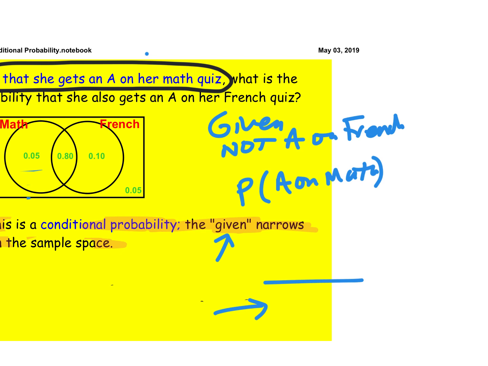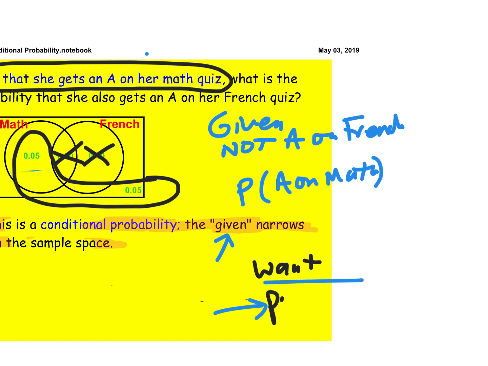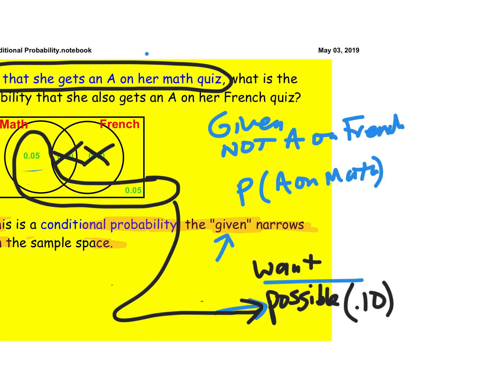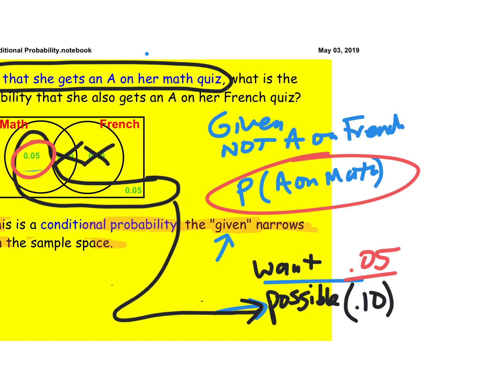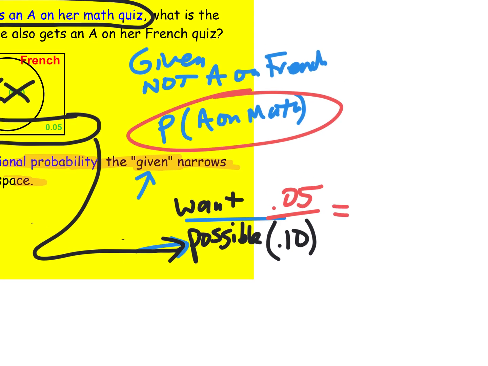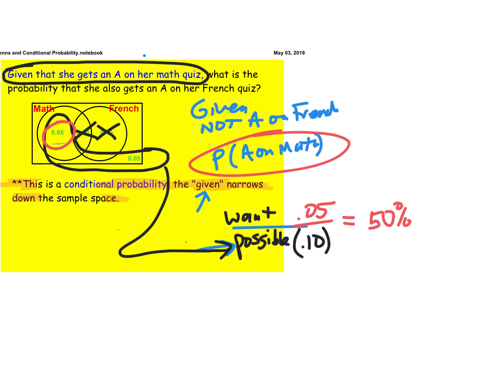Okay, when they say given not A on French, I'm crossing these off. And these are the only things that are possible. This is what you want over this is what is possible. I said we keep coming back to that, and here it is again. Those two that are possible go on the bottom, and they together make 0.05 plus 0.05 makes 0.10. What I want is people that got an A on math, which would be these. 0.05 over 0.10. And that is 50%. If you divide those, it'll say 0.5. There's a 50% chance we would have gotten a person who got an A on math.